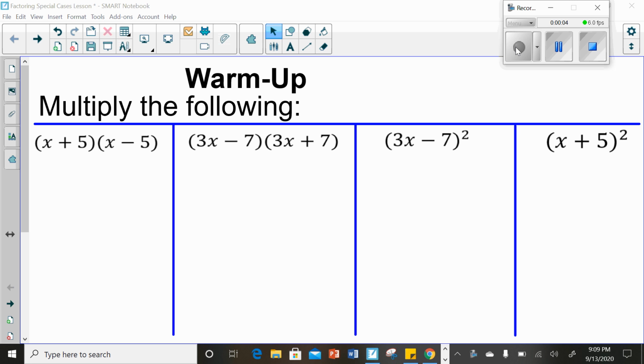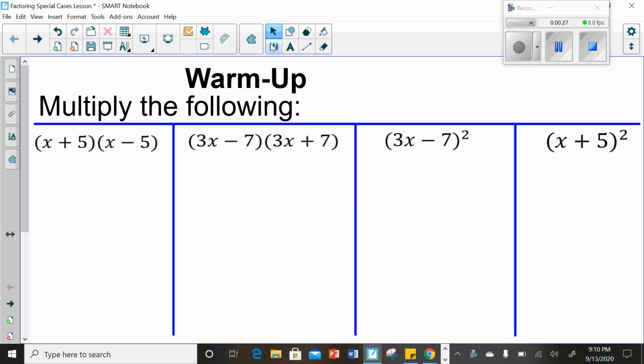So before we talk about special case factoring, I want you to go ahead and pause this video, and I want you to review some concepts. I want you to multiply these binomials and multiply these squared binomials. So pause the video and then restart it again.